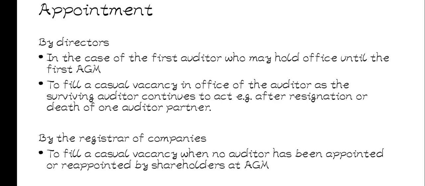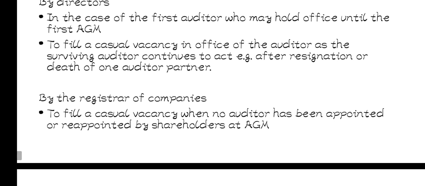Then lastly is appointment by the registrar of companies. First is to fill a casual vacancy when no auditor has been appointed or reappointed by the shareholders at the annual general meeting. Like, in case the company holds an annual general meeting and they do not appoint an external auditor to hold office until the next annual general meeting, the registrar of companies will come in, and he or she will appoint or reappoint the auditor.